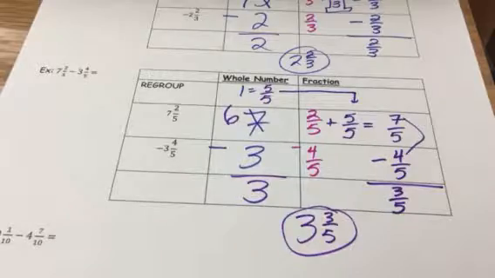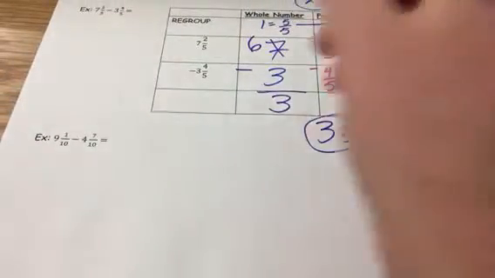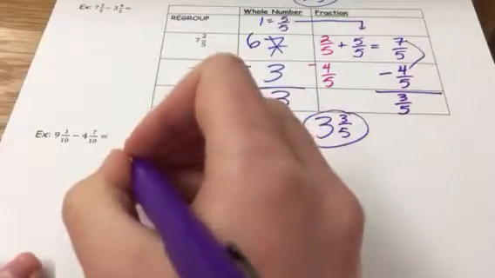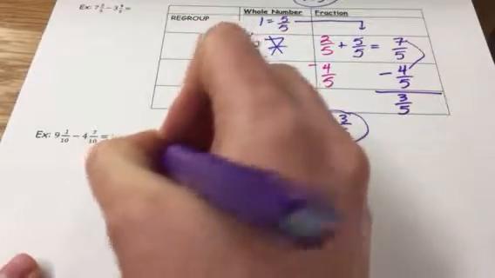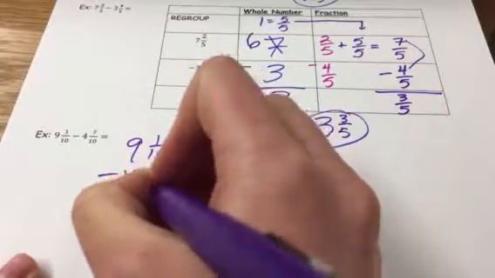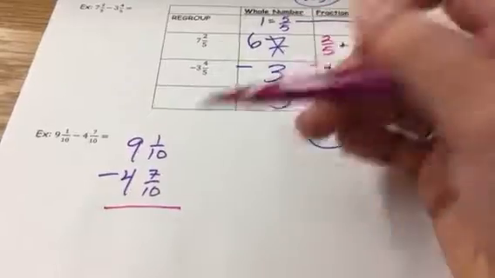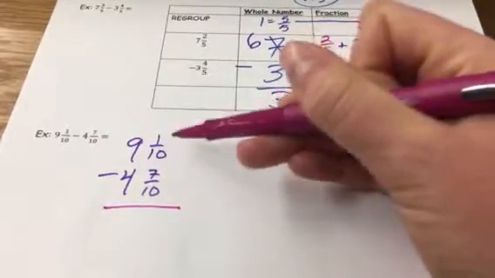And let's take a look at one more example where maybe I don't give you a table to organize your work. So we've got 9 1/10 minus 4 7/10. So let's write that nice and neatly. So we have 9 1/10 minus 4 7/10. I'm going to start in that fraction column. I cannot take 7/10 from 1/10. I do not have enough tenths.